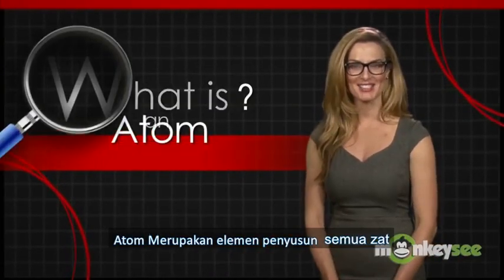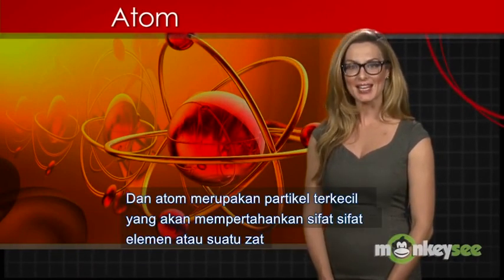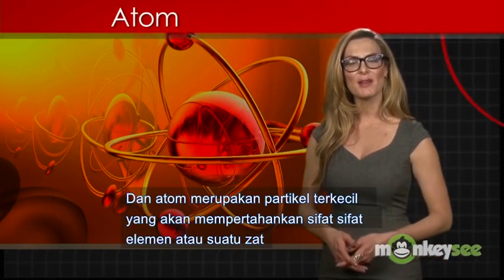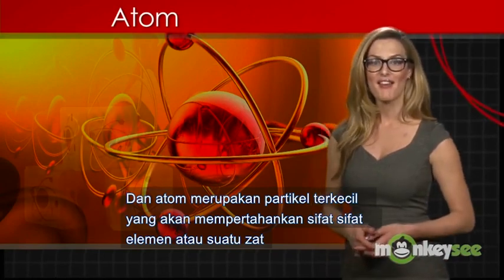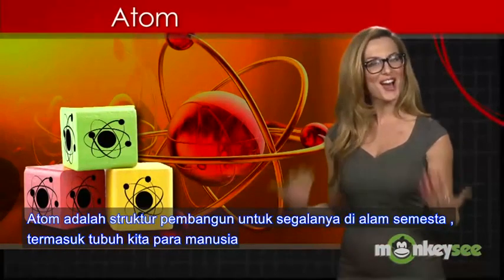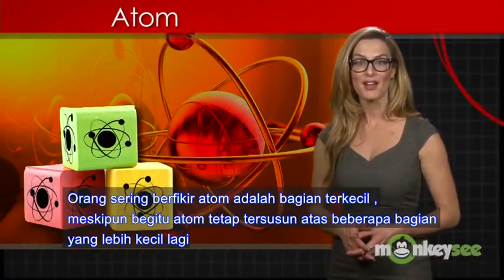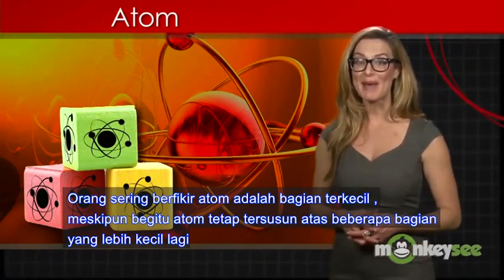Matter is made of elements, substances that cannot be broken down by chemical activity. An atom is the smallest particle of an element that retains the element's properties. Atoms are the building blocks for everything in the universe, including ourselves. People often think of atoms as the smallest possible forms of matter, but even smaller particles make up atoms.